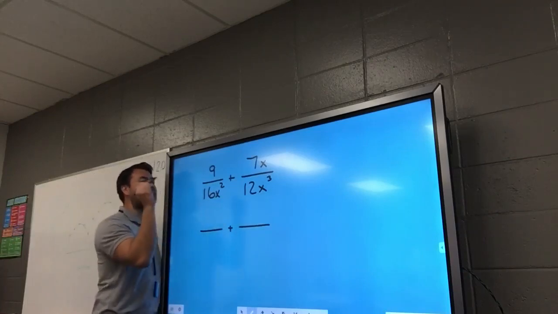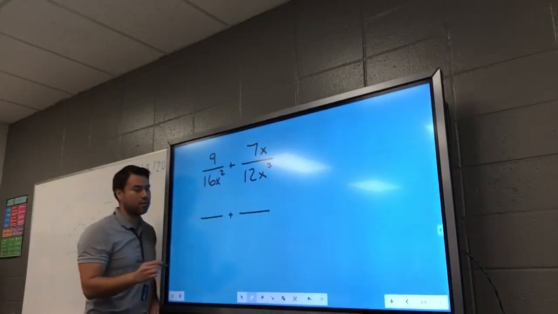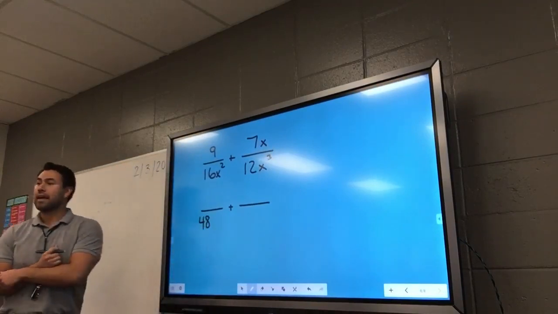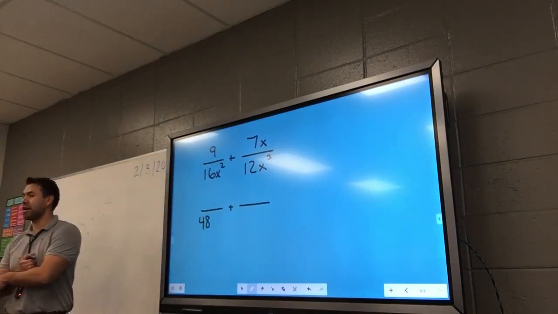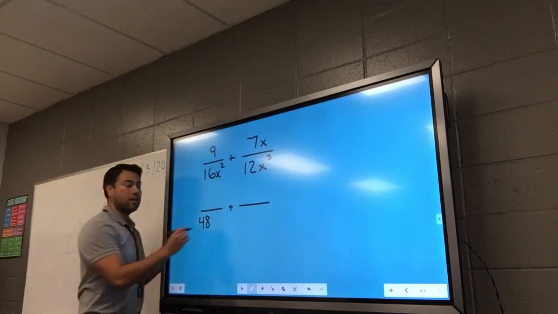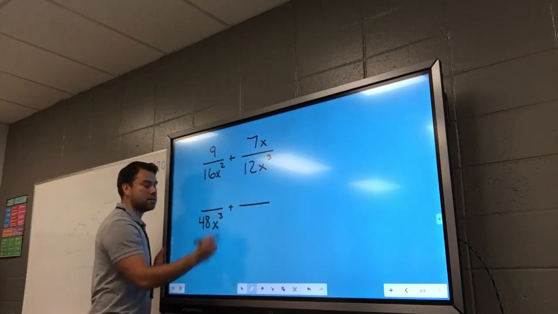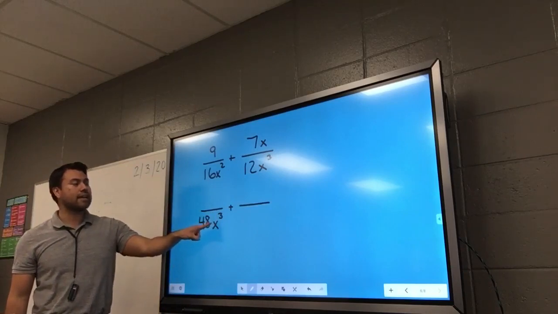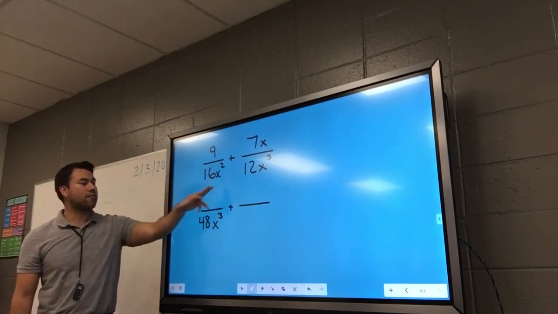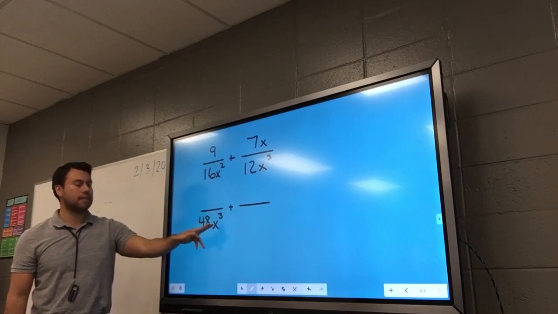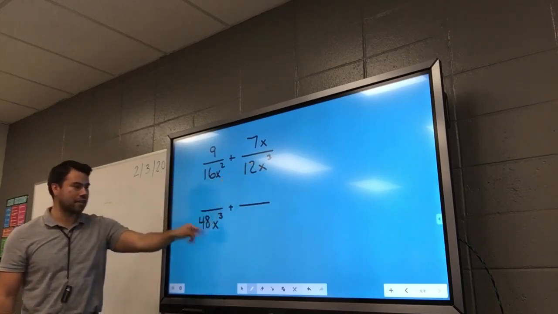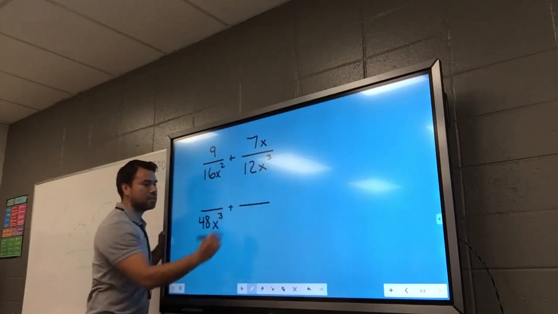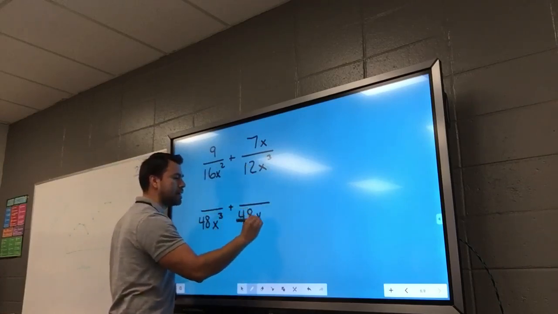What's the LCM of 16 and 12? 48. That's the numerical part. And then what's the LCD of x squared and x cubed? X cubed. If you wanted to verify that, can x squared fit into x cubed? Yes. Can x cubed fit into x cubed? Yes. So that's what you want: 48x cubed.